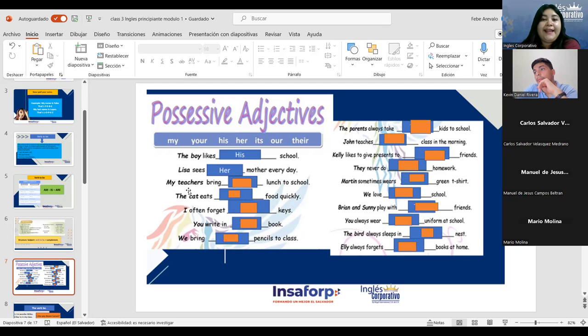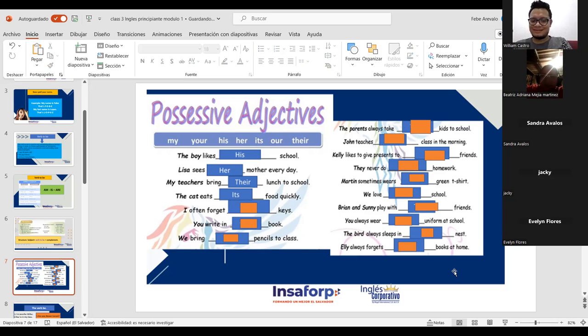My teachers equivale al they. Entonces, ¿se recuerdan la tabla de ayer? El they iba pegadito al ellos. They are. Their lunch to school. Traen mis docentes, mis maestros traen su almuerzo a la escuela. Let's go with Carlos Salvador. The cat eats its food quickly. That's correct. Thank you. William Castro, I often forget my keys. That's correct. Jackie, you write in.